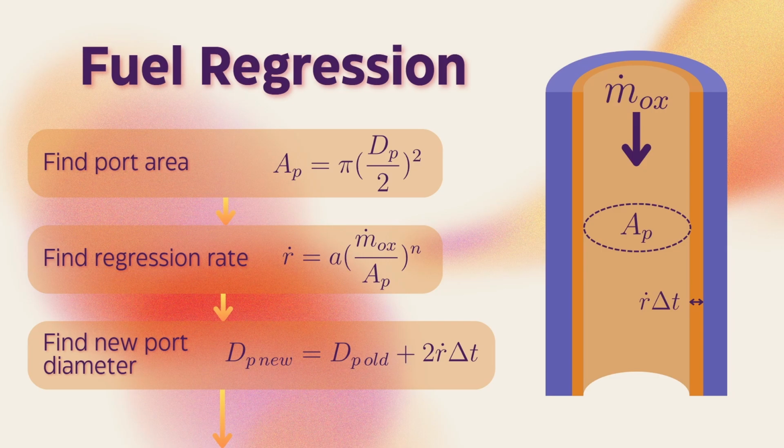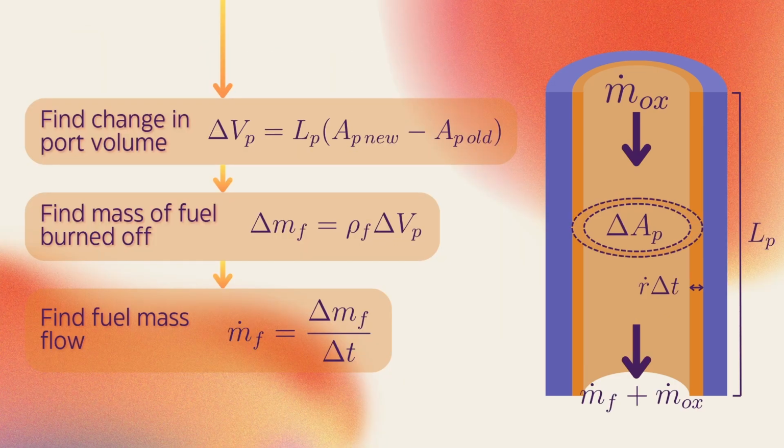So the math behind the fuel regression is actually not that hard. It's just some geometry stuff with cylinders. Basically, you find the regression rate using A and N, and then you use the mass flow rate over the area of the port, which is called the mass flux. I talked about that a little earlier. It uses that regression rate to find a new diameter of the port, and then it finds the change in the volume and then multiplies that by the density to find the change in mass. And then using the time step, you can find the mass flow rate of the fuel.